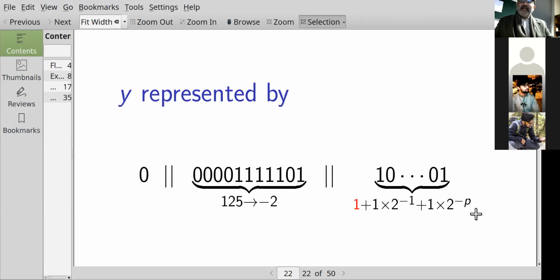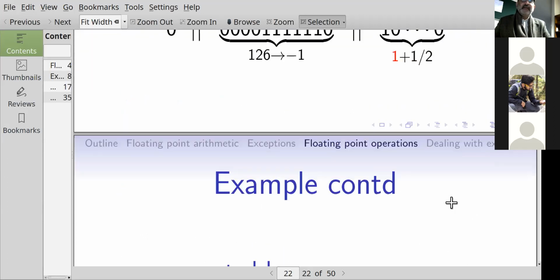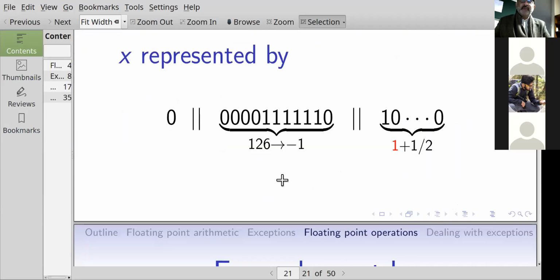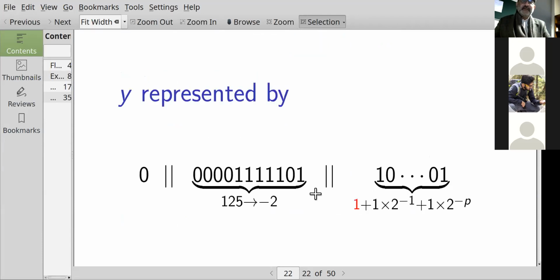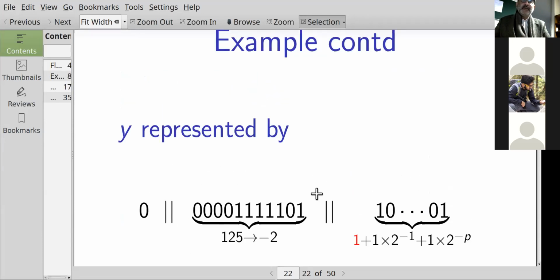Now I want to add them together. So what do I have to do to y? Before I add them together, what do I have to do? The same thing, make the exponent the same. That's right. So this exponent was minus 1. And this exponent here is 2 to the minus 2. Okay?